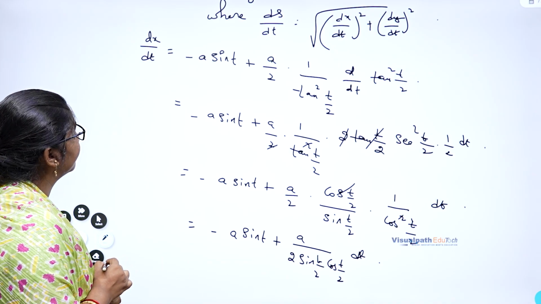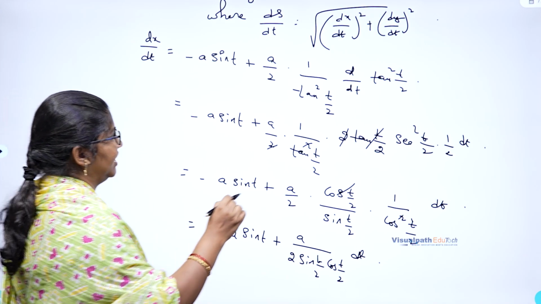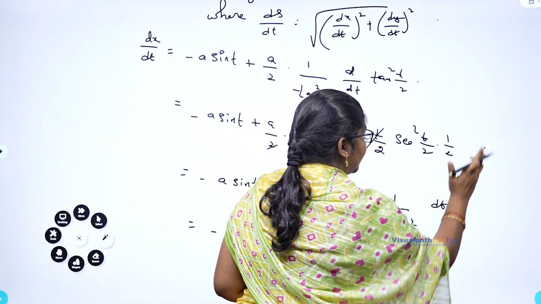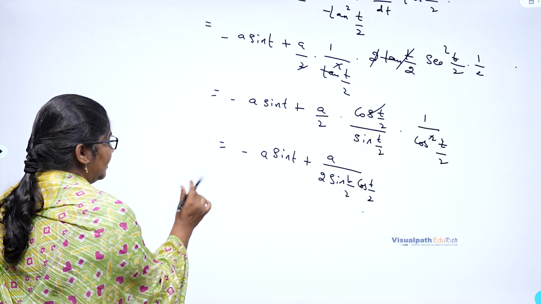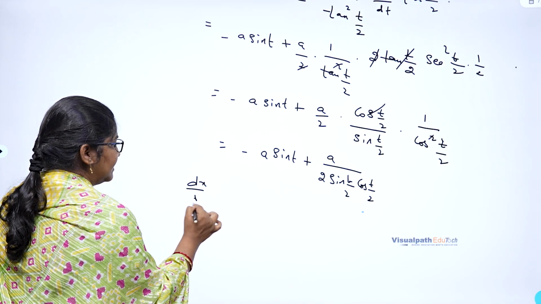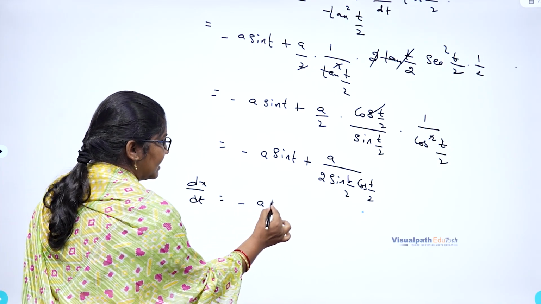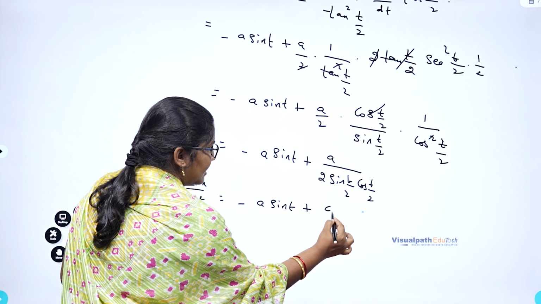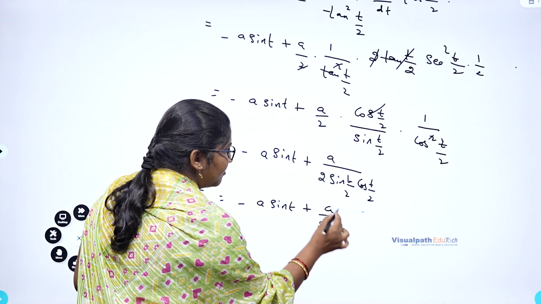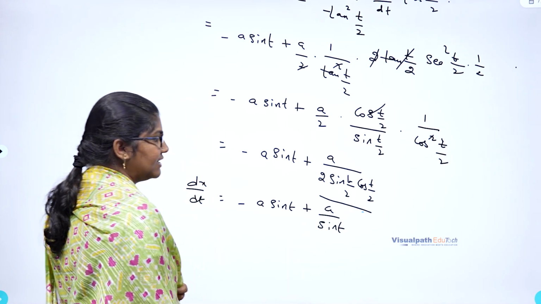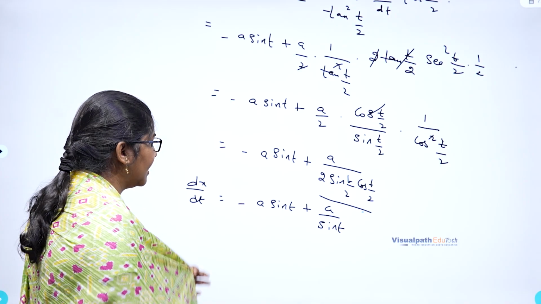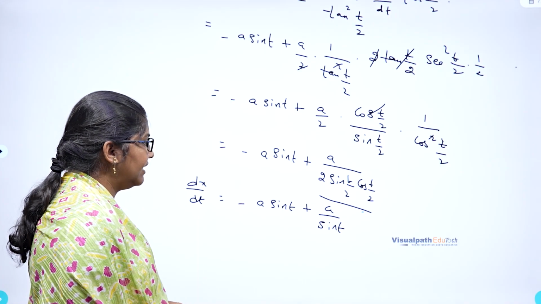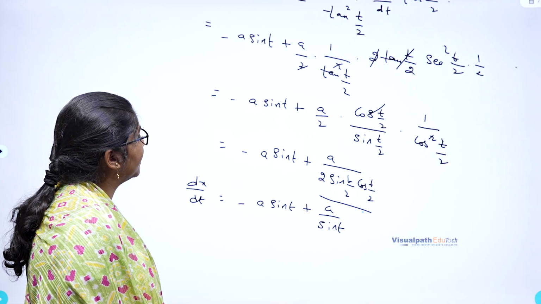Okay. Here we won't get dt. Why? Because we did dx/dt only. Therefore, dx/dt is equal to minus a sin t plus a by sin t. This is a formula for sin t: sin t is equal to 2 sin(t/2) cos(t/2), a trigonometric formula. Okay, this is dx/dt.